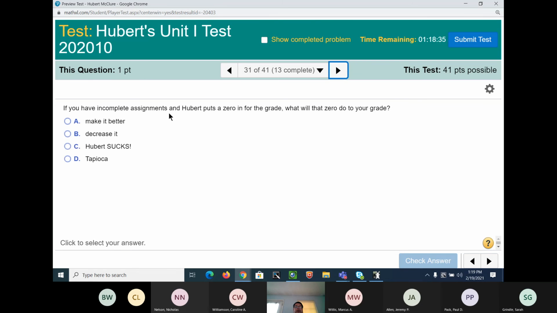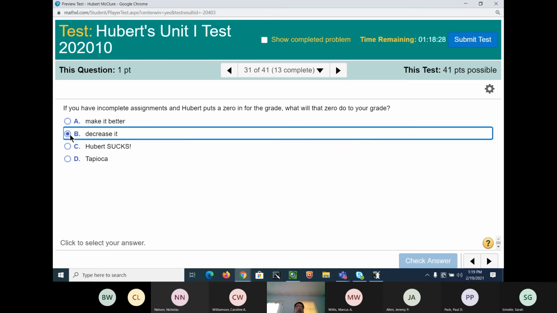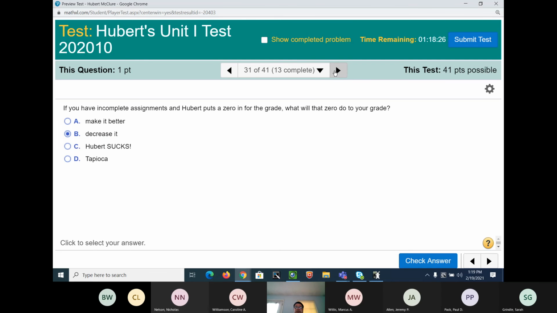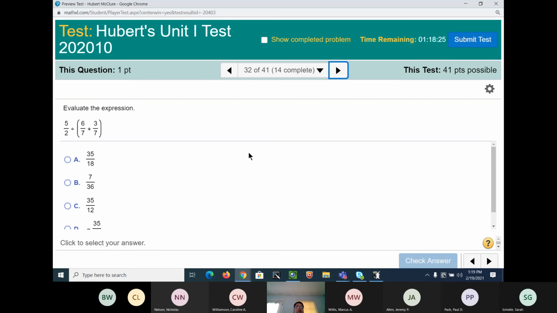A person earns 23,600 one year and gets a 5% raise. So that's the Walmart equation. 23,600 times 0.05 plus 23,600, and that's your new salary. And if you have incomplete assignments, what does Hubert do? And what does it do to your grade? He puts in a 0 and it decreases your grade. Oh, I didn't know that.